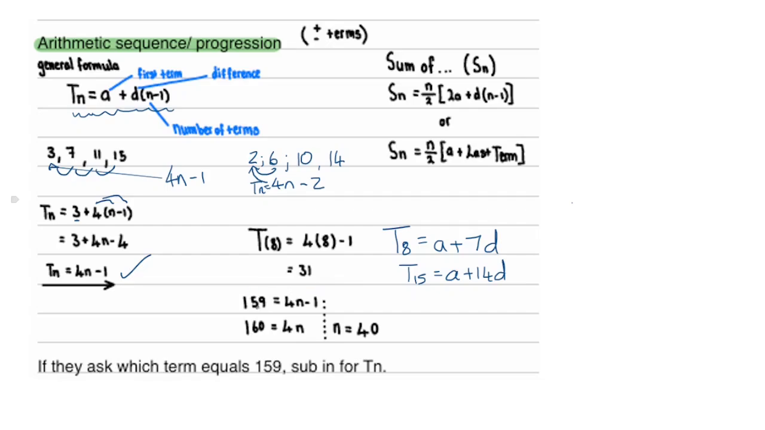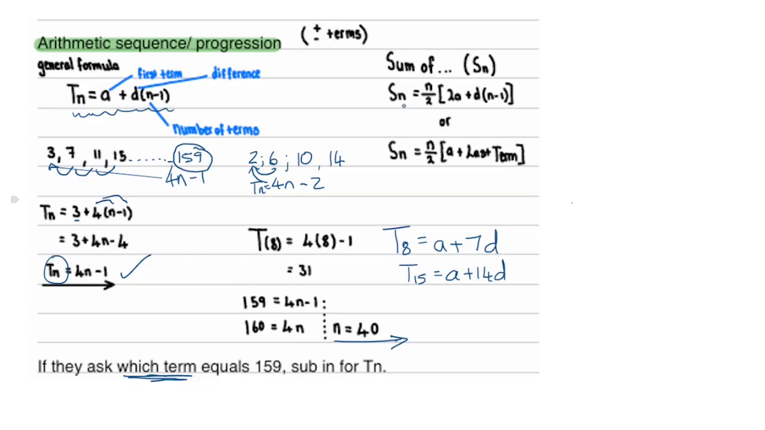The last thing for this video is if they say which term. If you've got a sequence of numbers that goes all the way up to 159, and they ask how many terms there are, then you sub this last term in for Tn. Which term equals 159? You sub into this formula for Tn, and then it becomes a nice easy grade 8 equation. You can take everything across and solve for n.